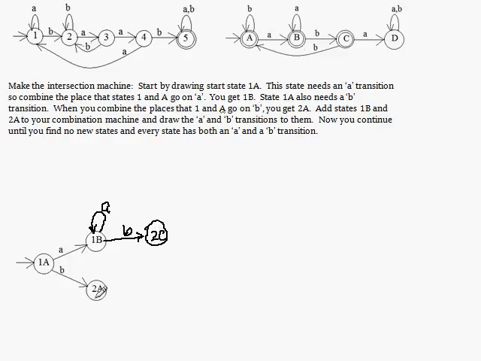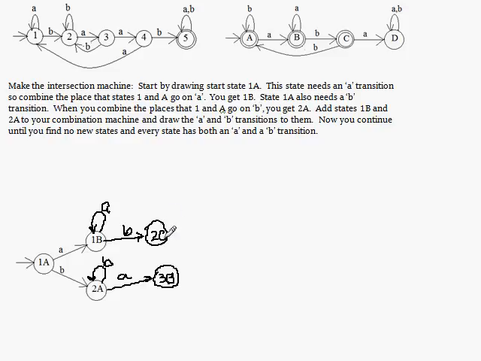Now let's do state 2A. If we're in 2 and we get an A, we'll go to 3. If we are in A and we get an A, we'll go to B. So that is a combination of 3 and B, and we should go there on the letter A. If we're in 2 and A and we get a B, then we go back to 2A. So we just go right straight back where we were.